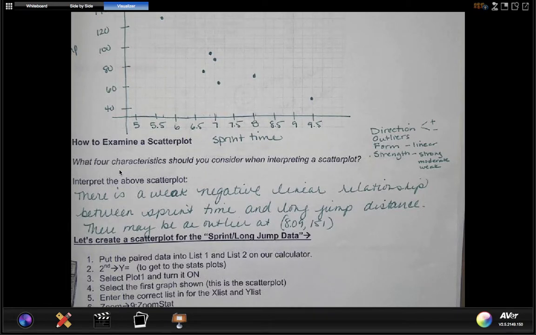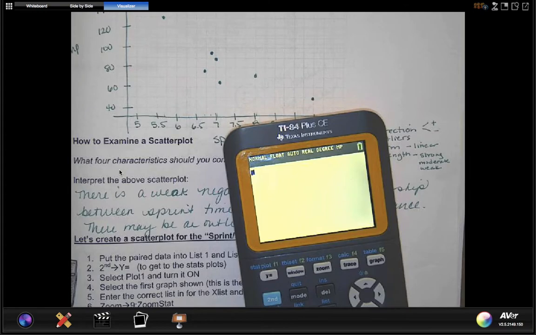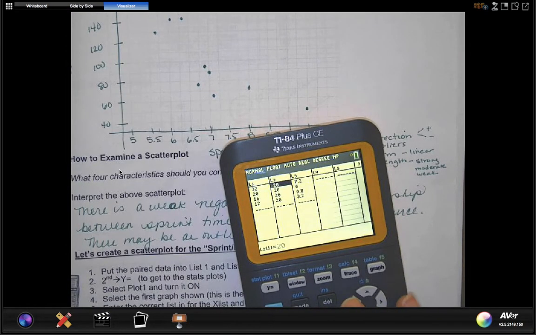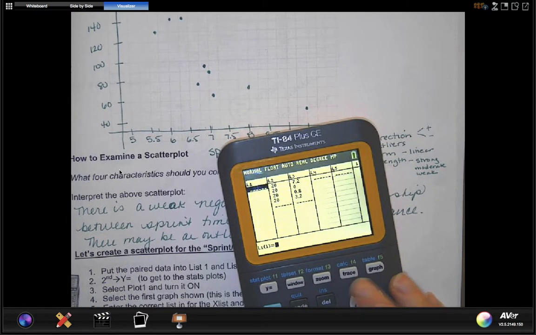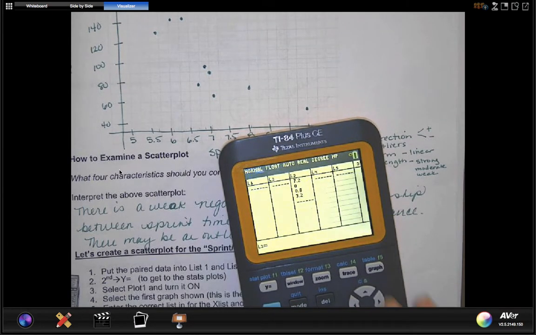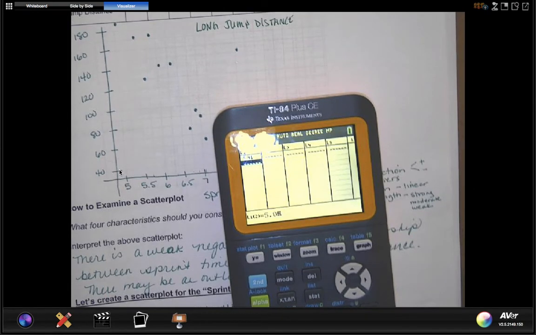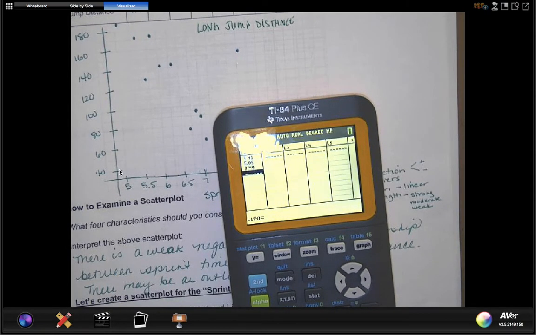To do this on your calculator, I'm going to put the sprint time and the long jump distance in my 2 lists of my calculator. Remember, these are ordered pairs, so they've got to stay together. You can't separate them.